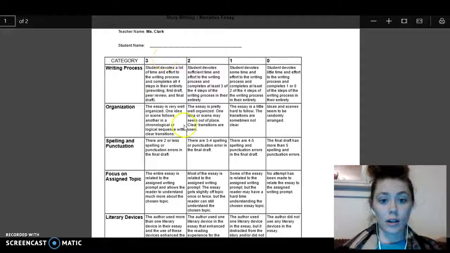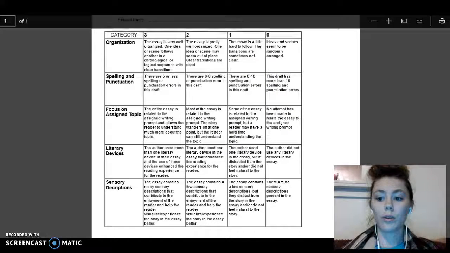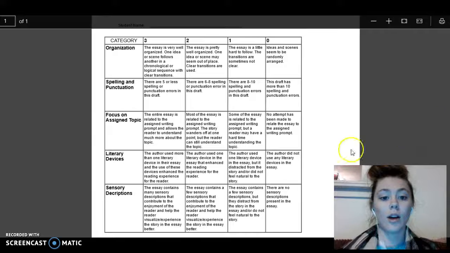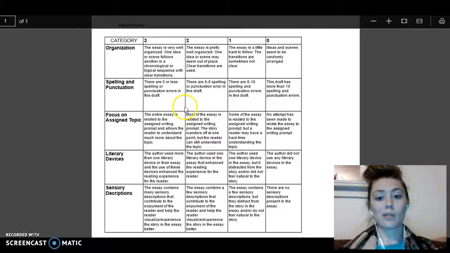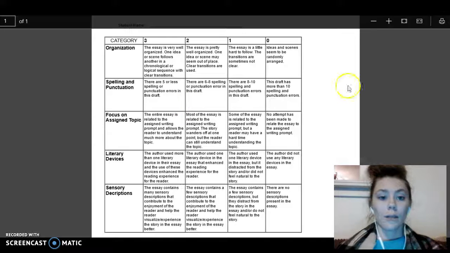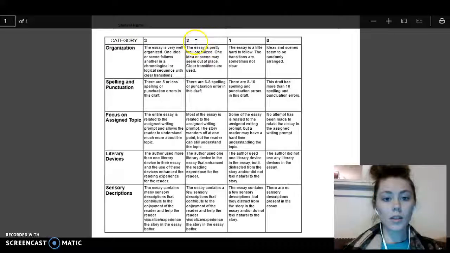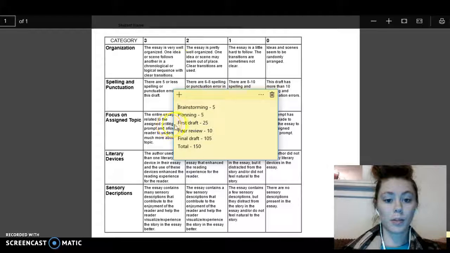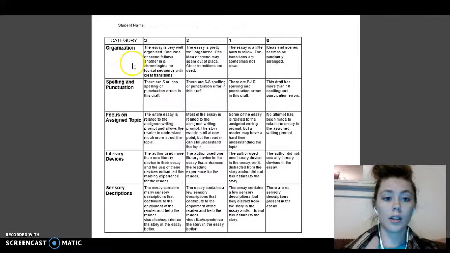So first, right here, we have your first draft rubric. I'll go through your first draft rubric in more detail than I will your final draft rubric, because your final draft rubric is basically an expanded version of this. So we have 5 categories here. 3 points is the most you can get, and as you can see from the points breakdown, your first draft is worth 25 points. 10 points of that is completion, and then 15 points of that comes from this rubric right here.